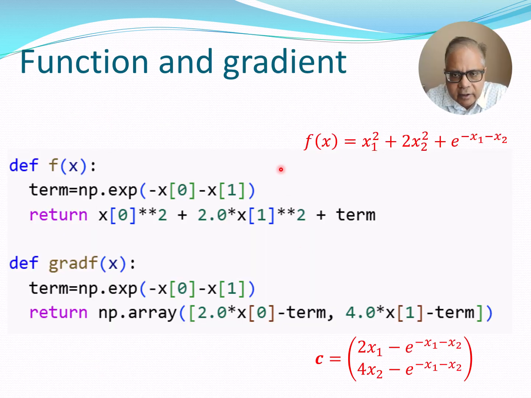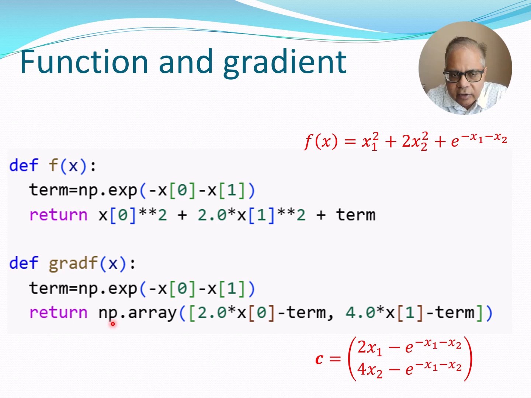Now let's start building up the functions required for the Python code. So let's look at the math function here, x1 square plus 2x2 square plus e to the power minus x1 minus x2. So we have this function here, f of x, which essentially returns this math function. And what I do here is I calculate this expression, exponential e to the power minus x1 minus x2, and then I put this in this term here. Now, of course, you need to call numpy in the main program to use the exponential function.